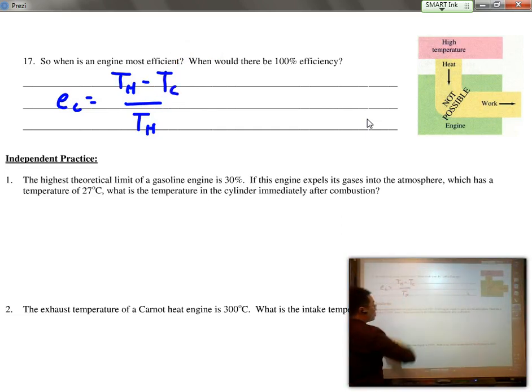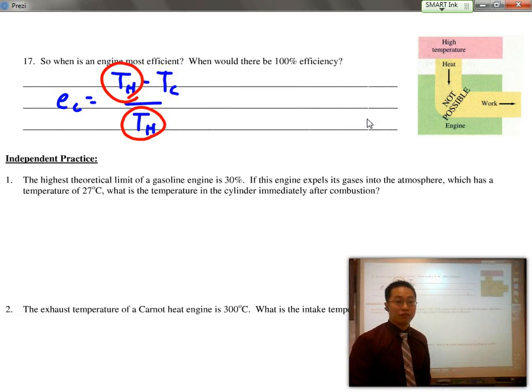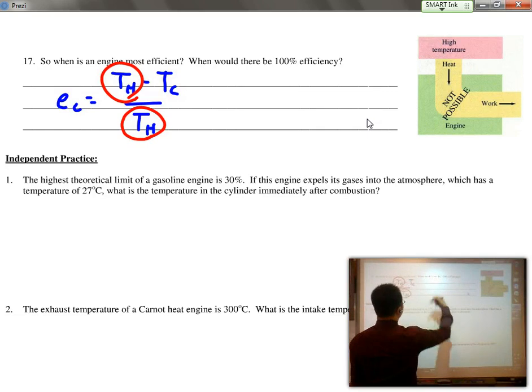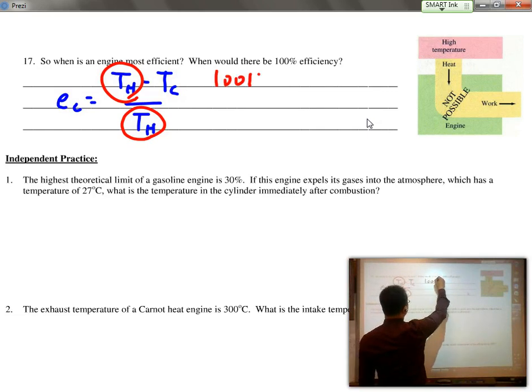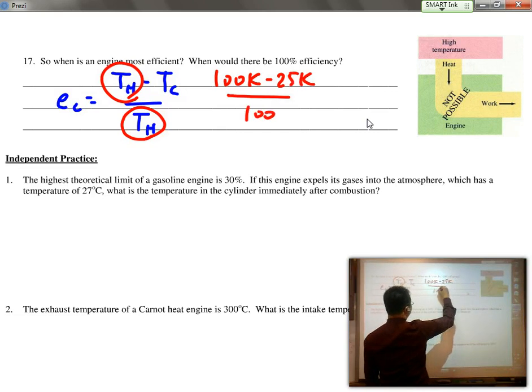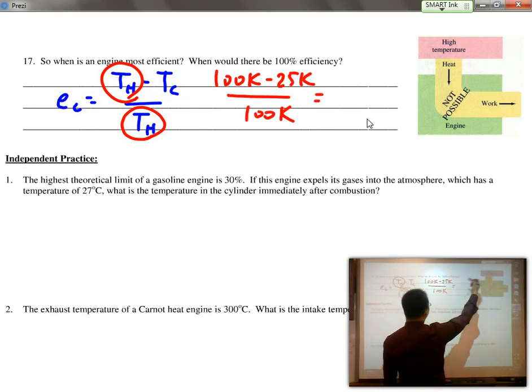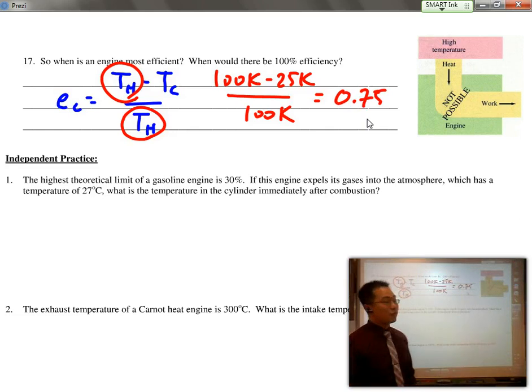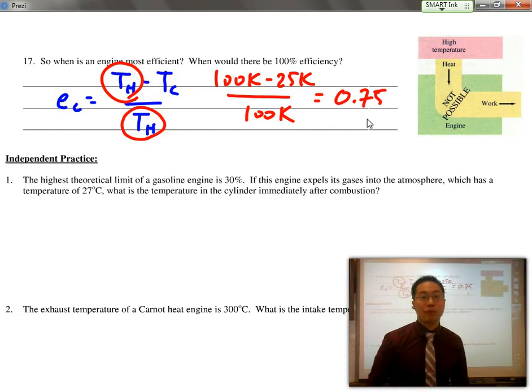And the easiest way to increase the efficiency would be to increase the input temperature itself. Let me give you an example. Let's say we had originally 100 Kelvin minus the output temperature of 25 Kelvin, divided by 100 Kelvin. In this case, we would have a very high efficiency of already 75%.